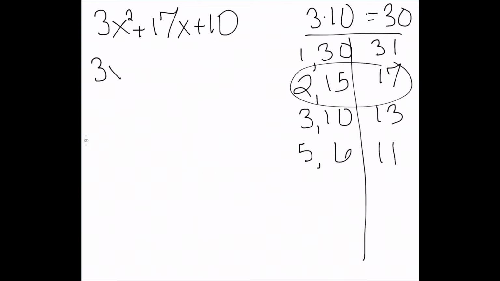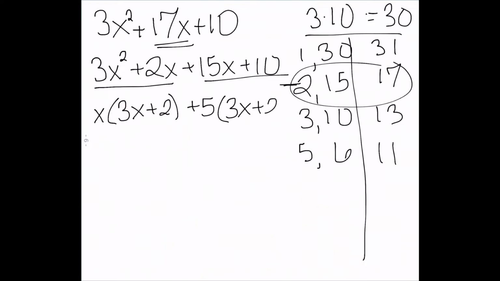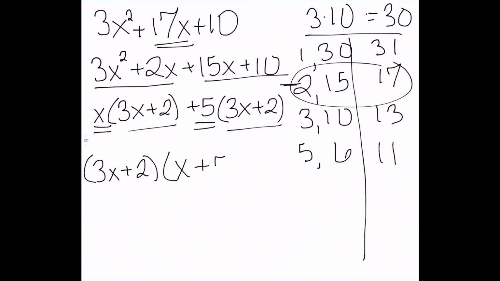Rewriting the polynomial essentially rewrites the middle term, this 17x, as 2x plus 15x. So I'm going to write it as 3x squared plus 2x plus 15x plus 10. And then we factor by grouping. These first two terms have an x in common. I'm left with 3x plus 2. These next two have a 5 in common, and I'm still left with 3x plus 2. Now I can see that they both have the 3x plus 2 in common, and I'm left with x plus 5.